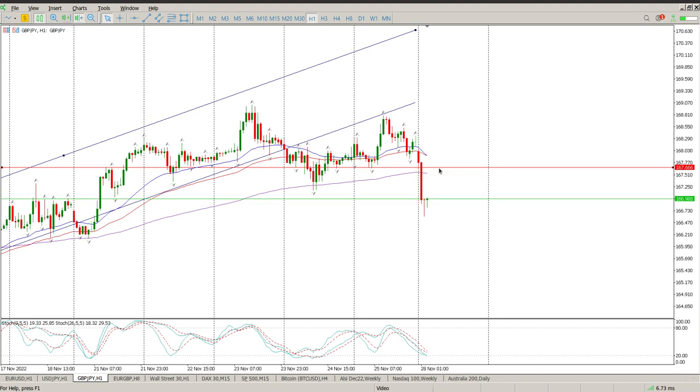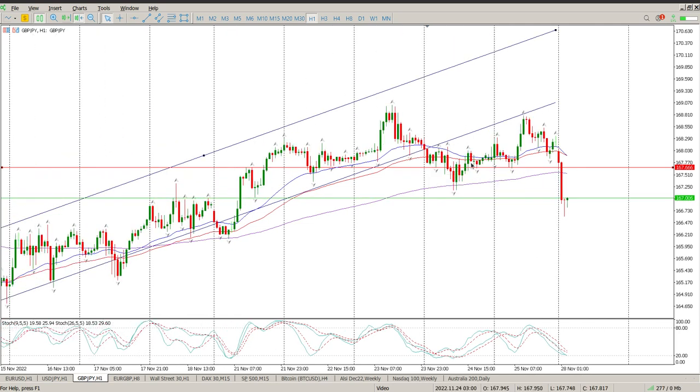So first bit of structure is here at 167,666. That's the first area to be paying attention to, and then the second area would obviously be the gap of this morning. But I think if we get above this level, then it's all bets off, and I'd wait to see what's going to happen. So that's the only level that I'd be interested in right now, 167,666. Reject that, I'd be looking for a continuation down.